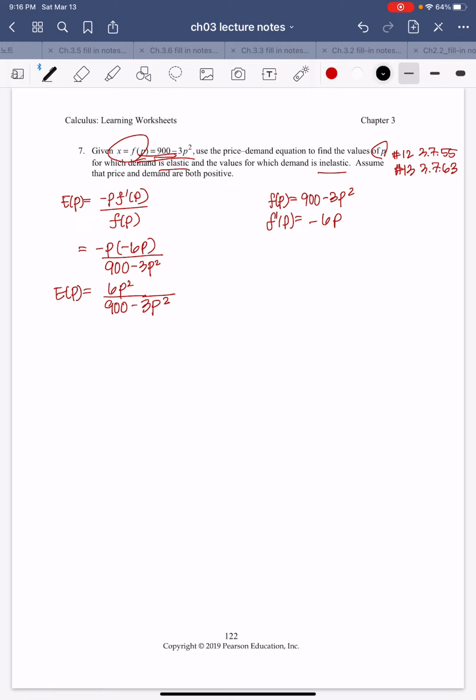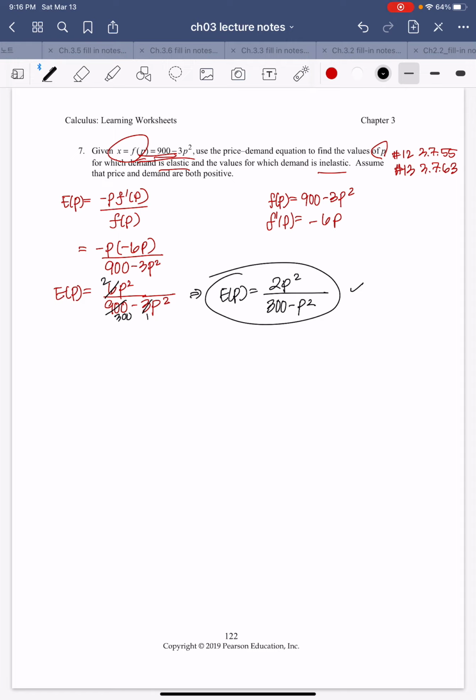Now looking at the coefficients, everything is divisible by 3. 3 goes into 6 2 times, 3 goes into 900 300 times, and 3 goes into 3p squared just once. So E sub p can be rewritten as 2p squared divided by 300 minus p squared. So that's the first part. But that's not it. We want to find where the demand is elastic.